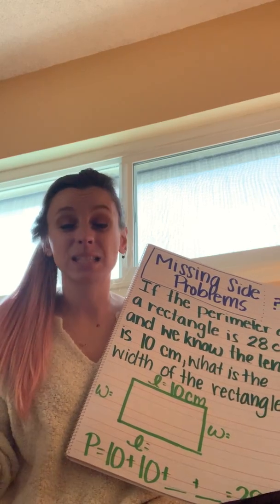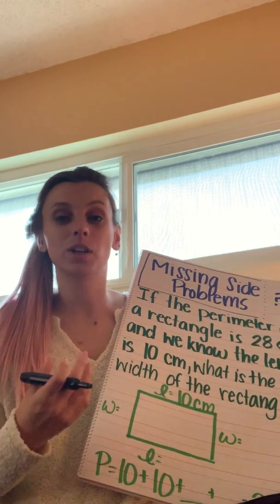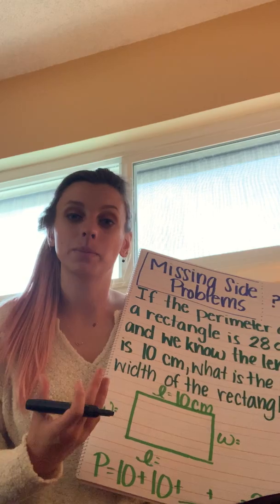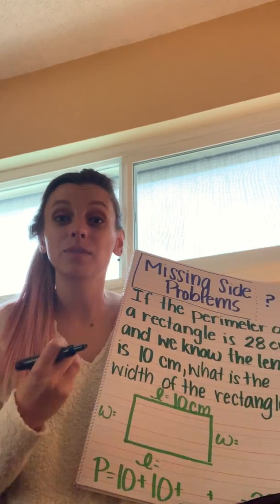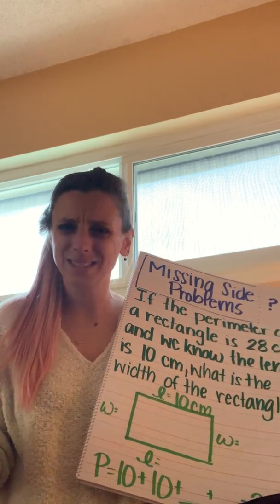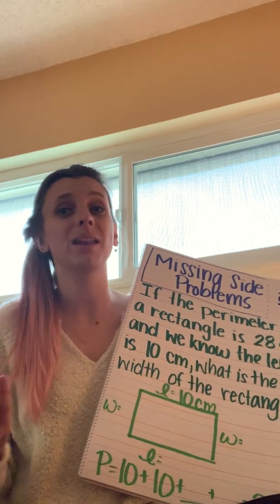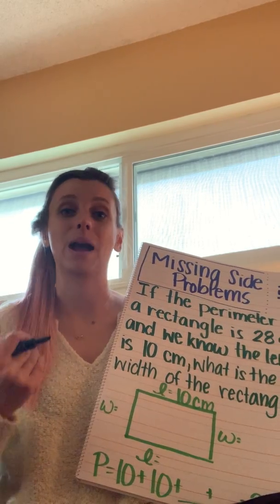Sometimes they can just explain a shape to you and you have to figure out what that shape looks like and add up those numbers. But other times they're going to give you the perimeter and ask you, what sides did you start with if that's what you ended up with? So they're going to make you work backwards.